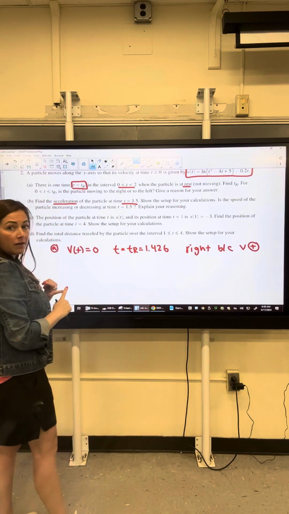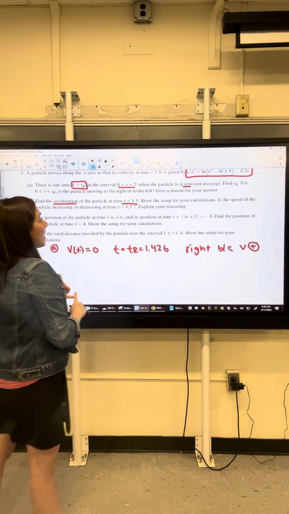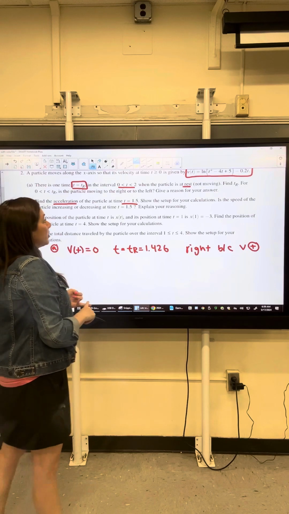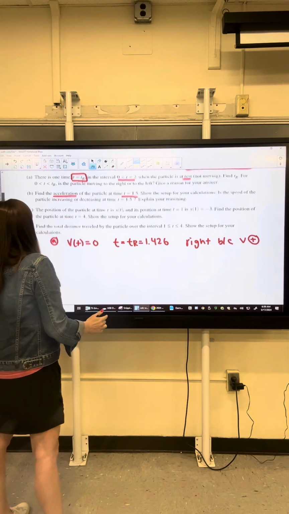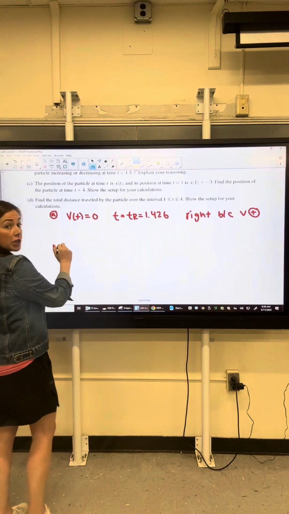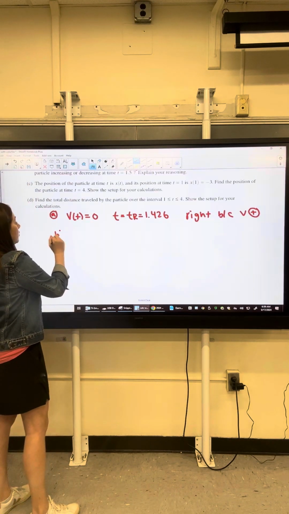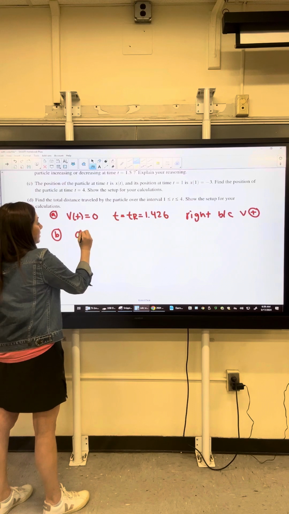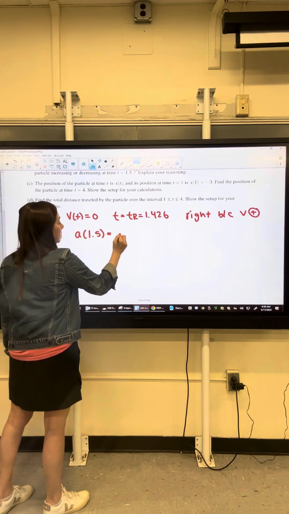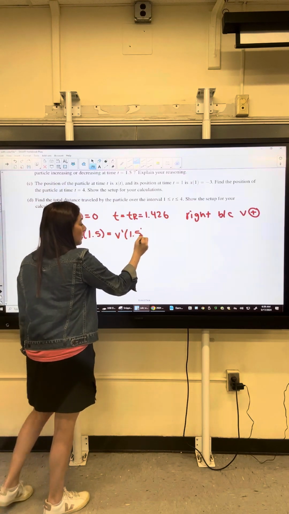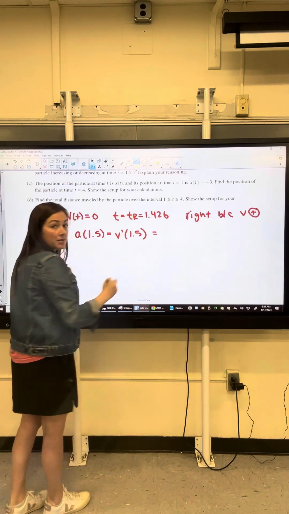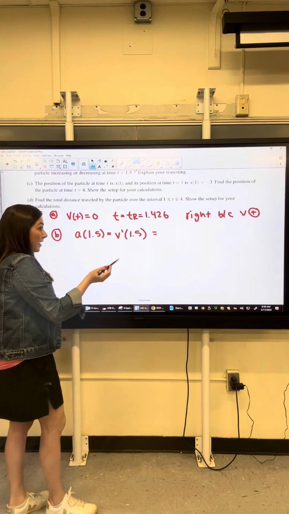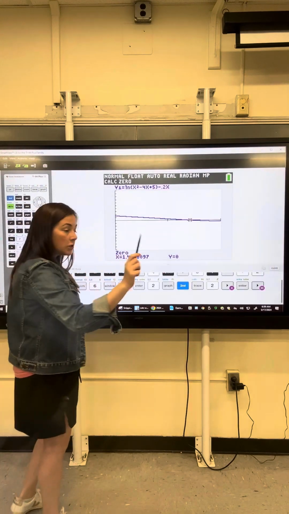So letter B, find the acceleration of the particle at time 1.5. Show the setup for your calculations. I'll show you what they mean for that. And they say, is the speed increasing or decreasing at time 1.5? I predicted that this was going to be on there for sure. So if they want the acceleration at 1.5, you needed to show that the acceleration at 1.5 is equal to the derivative of velocity at 1.5, usually to be eligible for the points. Then we're just going to type this in our calculator. And I really emphasize that in class, so hopefully all my students did that.